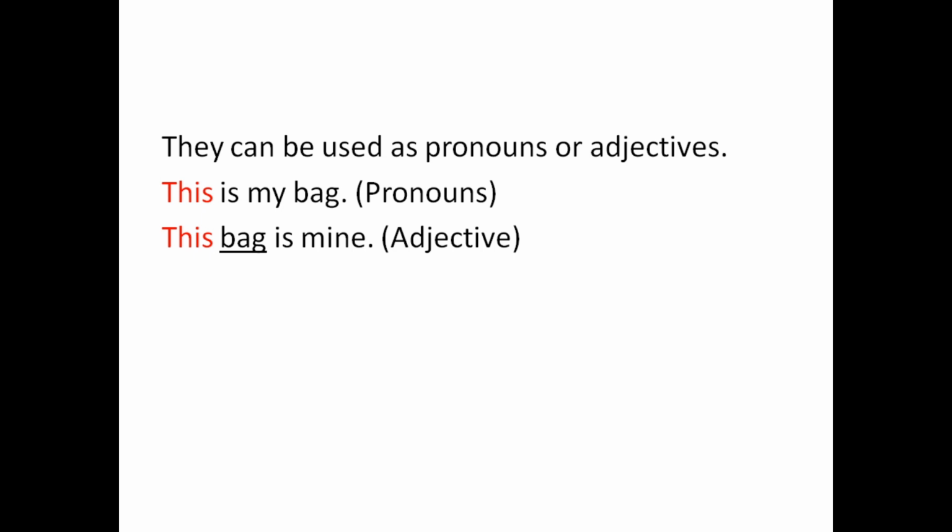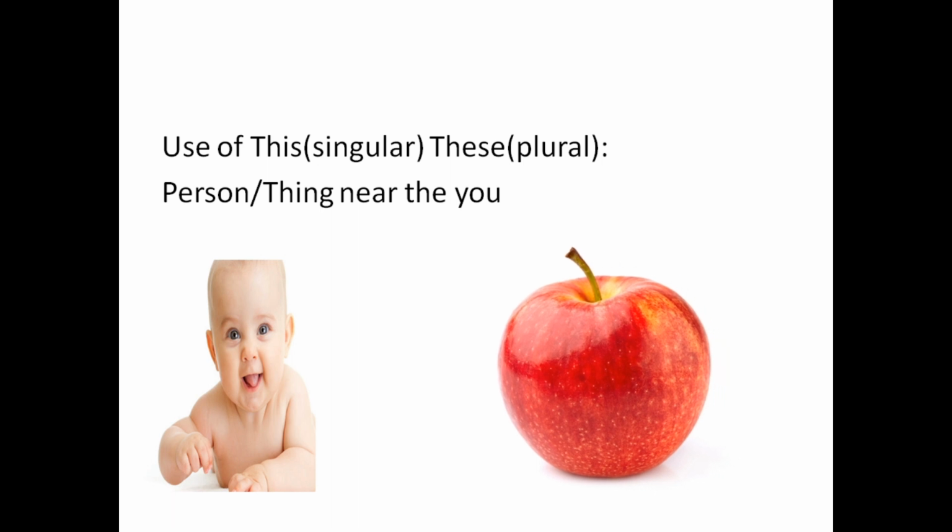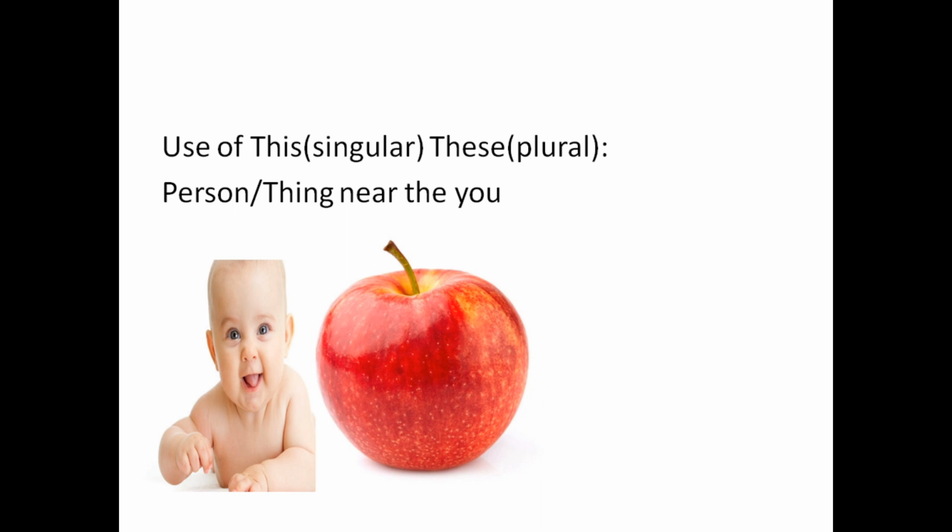Okay. Use of this. In case of singular noun, we will use this. In case of plural noun, we will use these. Let us see. This और these का प्रयोग हमें वहाँ करना है जब कोई चीज हमारे नजदीक होती है. Person or things near to us, we will use this and these. This is an apple.